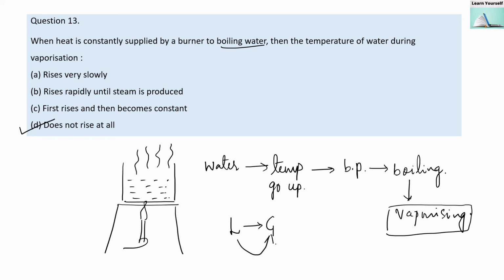Because here they have asked during vaporization. They haven't asked when we are boiling water. They have asked what will happen during vaporization, because they have already achieved this vaporization stage. So at this stage, the temperature will not rise at all. So whenever you have a question regarding boiling of water, understand which step they are asking about. They are asking about the first step, when water is achieving boiling point, or they are asking about the boiling, when water is boiling, or they are asking about the vaporization, since when boiling starts, the vaporization will also start. So accordingly you have to answer.